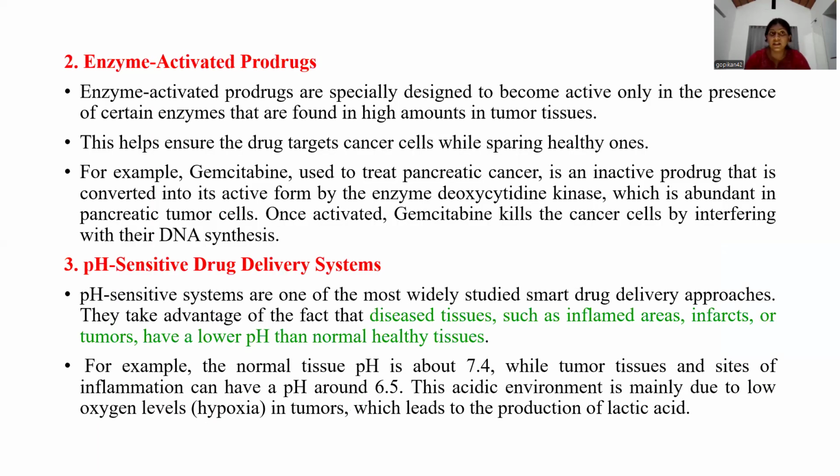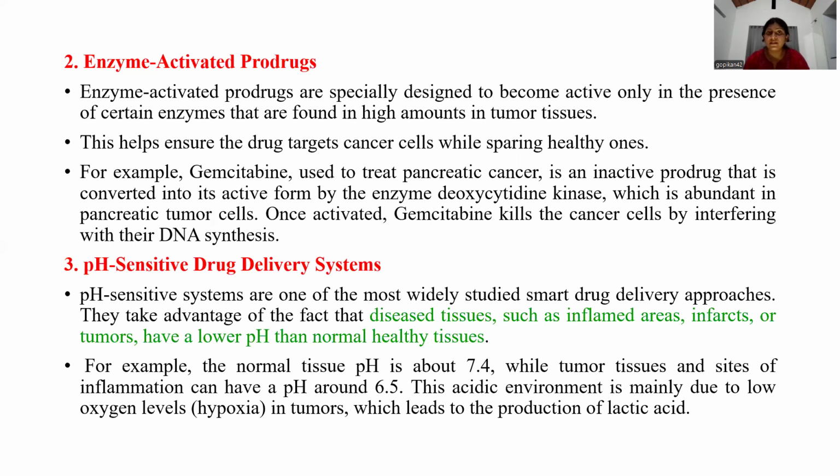Next is the enzyme activated products. The enzyme activated products are specially designed to be active only in the presence of certain enzymes that are found in high amounts in tumor tissues, and this helps ensure that the drug directly targets cancer cells while sparing the healthy ones. For example, gemcitabine used to treat pancreatic cancer is an inactive product that is converted to its active form by the enzyme deoxycytidine kinase, which is abundant in the pancreatic tumor cells. And once activated, the gemcitabine kills the cancer cell by interfering with their DNA synthesis.